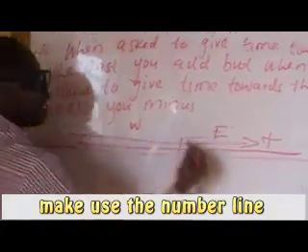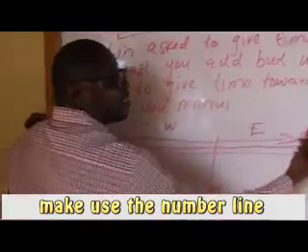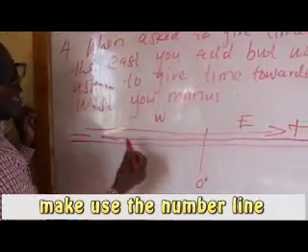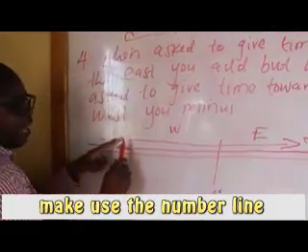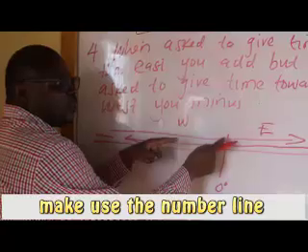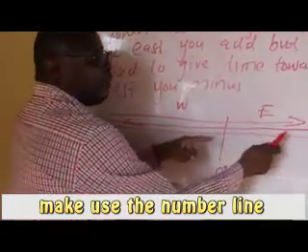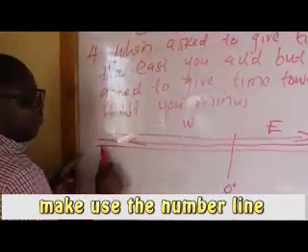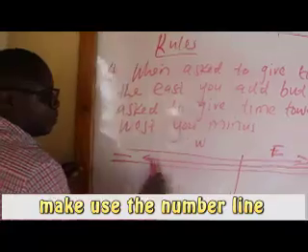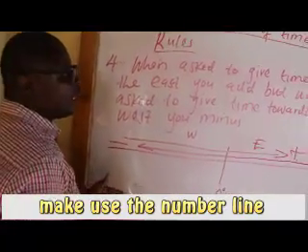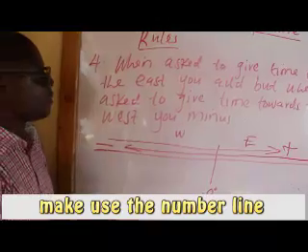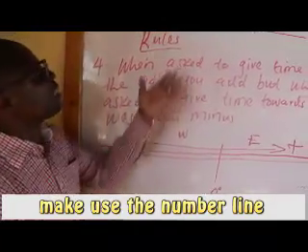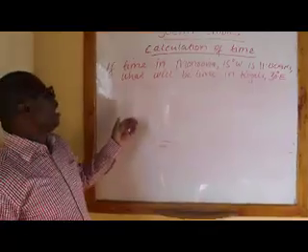But as you go towards the east, time is ahead. And that's why if you are asked to give time towards the east, you are going to add. But if you are asked to give time towards the west, you are going to minus, because time to the west is always behind. Now, with these 4 rules, we are good to go about calculation of time.